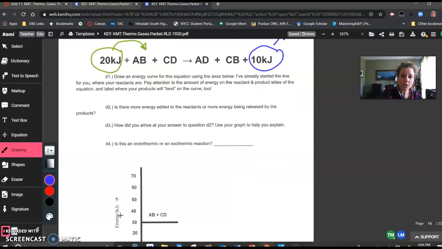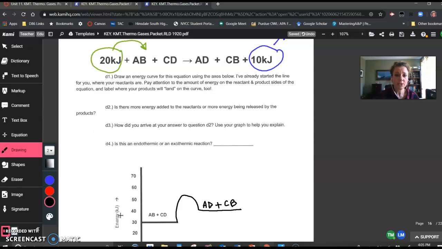So draw the energy curve. I've already started it for you down here, so I'm going to use black just so that it's all in. So I'm at about 30 kilojoules here on my axis, and I need to go up 20. So that means the top of my bump is going to go up to about 50. And then I'm going to get 10 kilojoules out. So from 50 kilojoules minus 10 is 40. So I'm going to stop my curve at the 40. And then here I have my products. And my products would be AD plus CB.